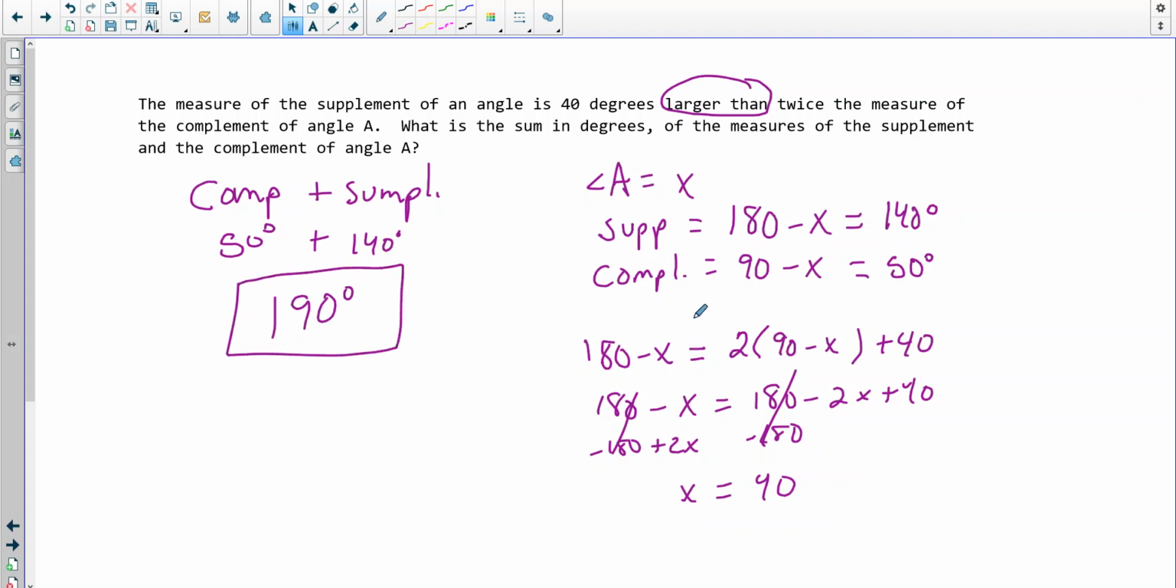All right, so again, go ahead and try to read the question one time. Remember these key expressions and how to set them up. Supplements are 180 minus, and complements are 90 minus, right? Those are going to be key in trying to do these problems, remembering those relationships, those other ways to describe supplements and complements when they're related to the other angle.